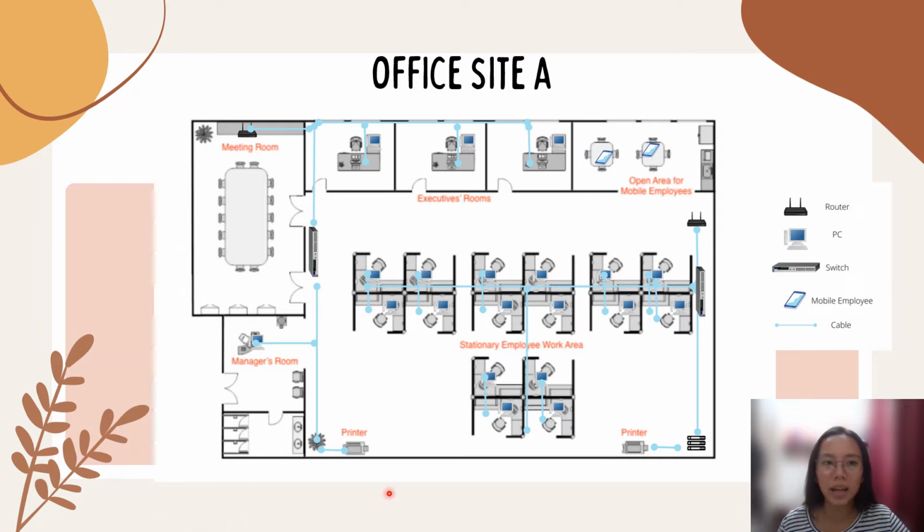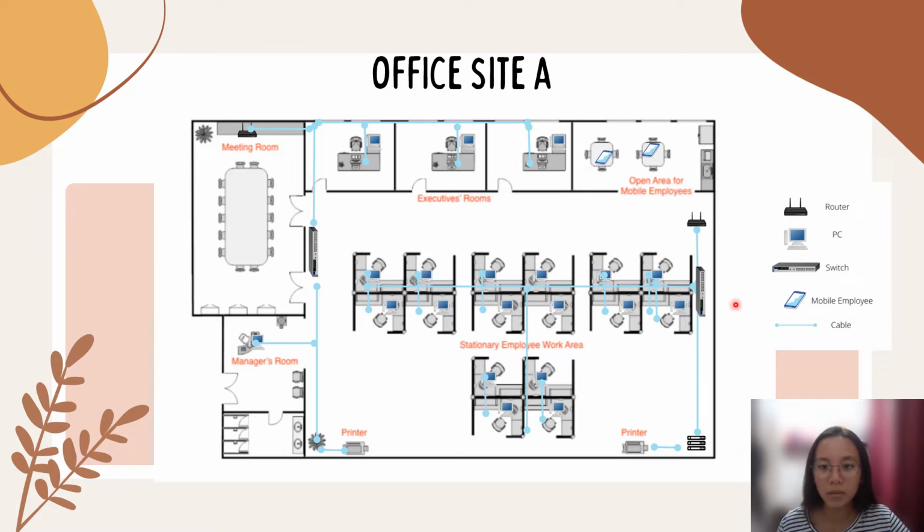In Office Site A, there are two switches that are connected. The first one is located next to the meeting room. It connects to the router for the meeting room. The second one connects to the manager's room and the printer. Also, the switch will connect to the three executives' rooms.